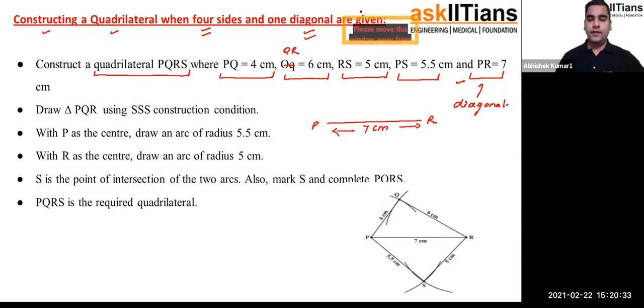Done. Now, because we are interested in forming this triangle, which is PQR, we are going to draw PQ. And to draw PQ, you need to mark an arc. Assuming this point P to be the center, you have to mark an arc whose length is equal to 4 centimeter. So assuming P to be the center, mark an arc of length 4 centimeter like this.